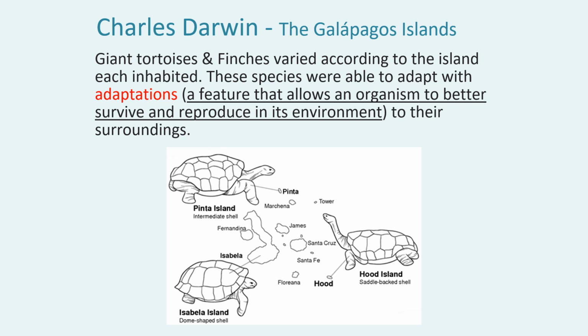So adaptation is simply a feature that allows an organism to better survive and reproduce. If it doesn't do that, it may not be called an adaptation, it's just an inherited characteristic. And it doesn't benefit it, so not adaptation. Now we see the tortoise shells here based on the area they were found. So there was an intermediate shell, dome-shaped, and then saddleback.